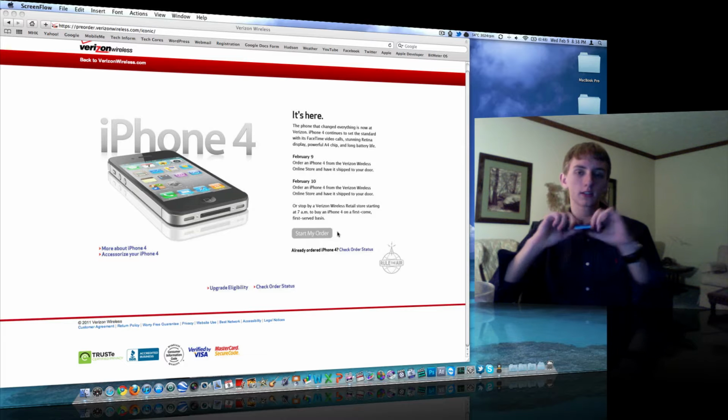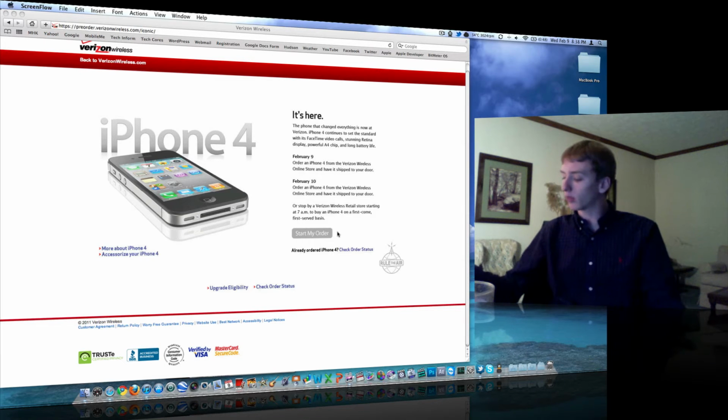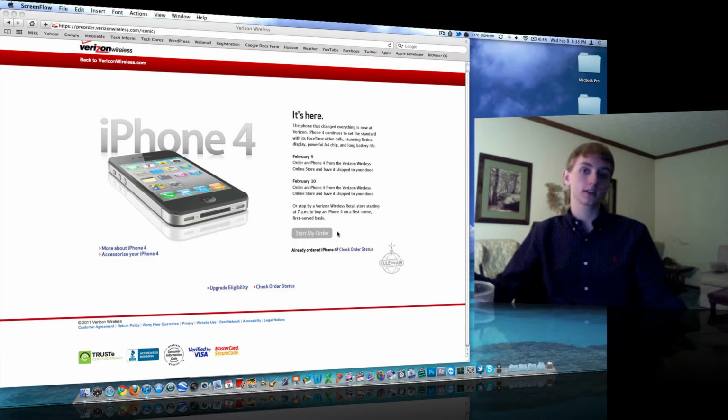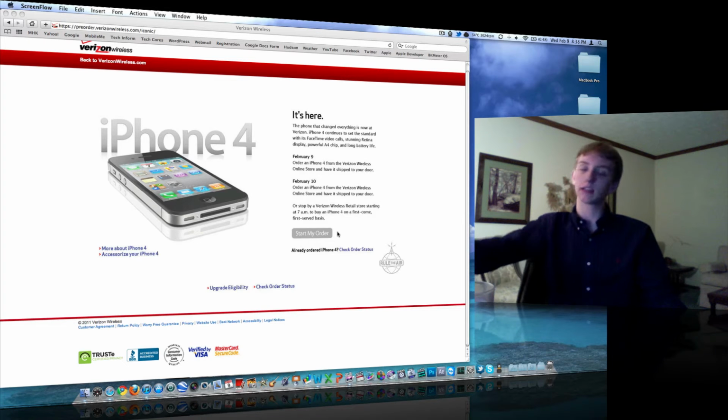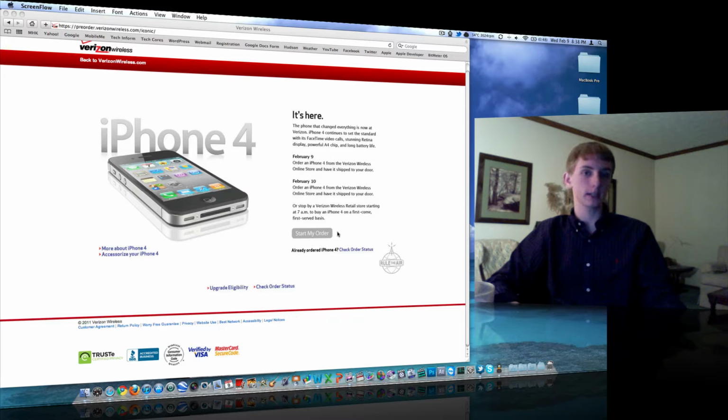I've had two chances to use the one from Verizon, both from a friend of mine actually at school, in high school. He had it Monday or Tuesday morning, and I messed with it for a little bit, ran some speed tests on it, just on 3G sitting there in the class. And I'm going to talk to you about what's going on with it and my thoughts on the Verizon iPhone 4.